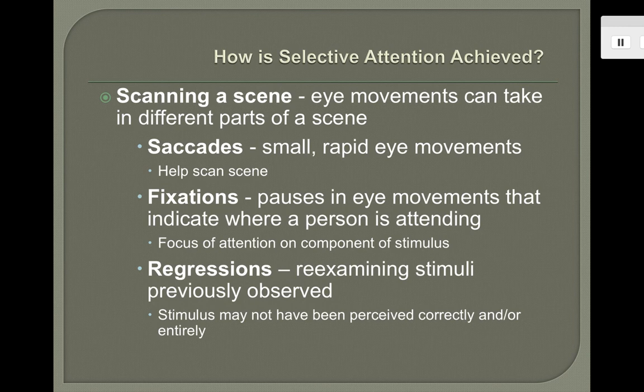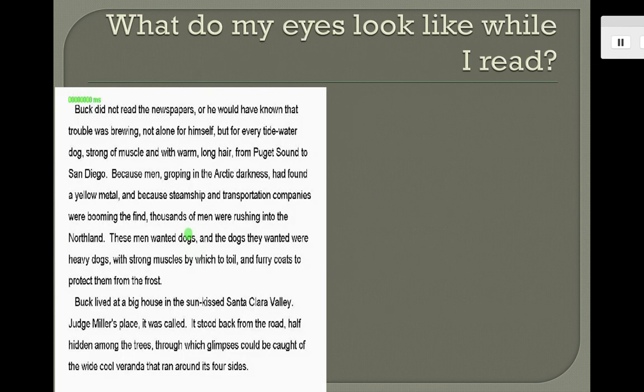Because sometimes we need a little bit more elaboration on that object and really focus in on it a little bit more and give it a good old rescan, if you want to think about it like that. That way we can process that information a little bit more deeply, so we can see what it's all about. Now, this occurs whenever we're reading, whenever we're watching anything, whenever we're using our eyes. Very, very important.